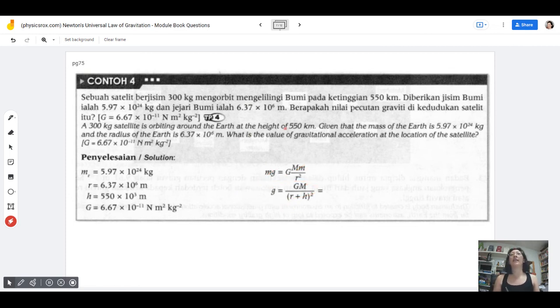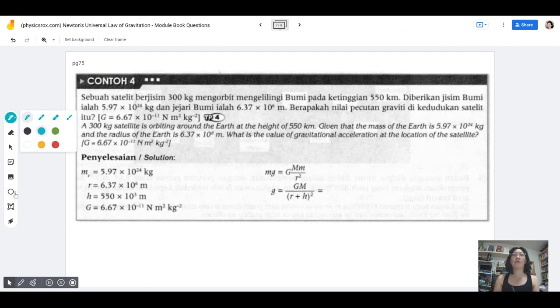But because the satellite is orbiting at a greater height, the value of r, as you must recall, is between the center of this object and the center of that object. So you have to take the value of the distance as the radius of the Earth plus the height. That's why they've written it as r plus h.